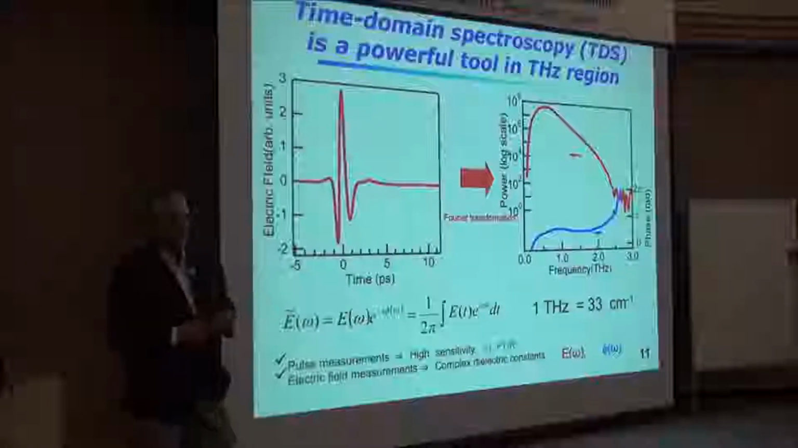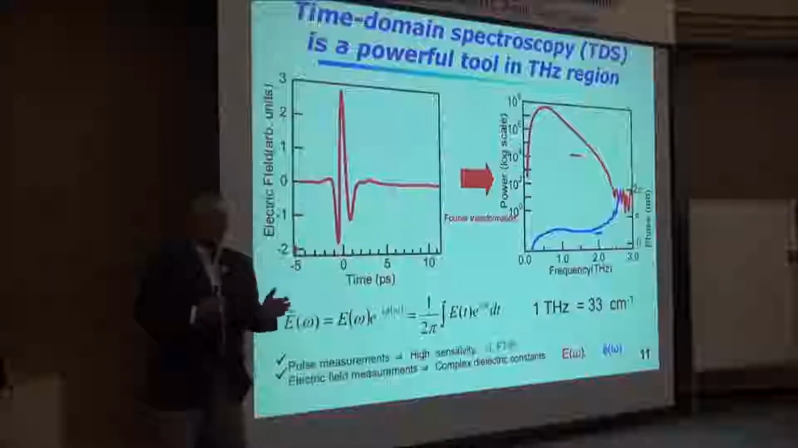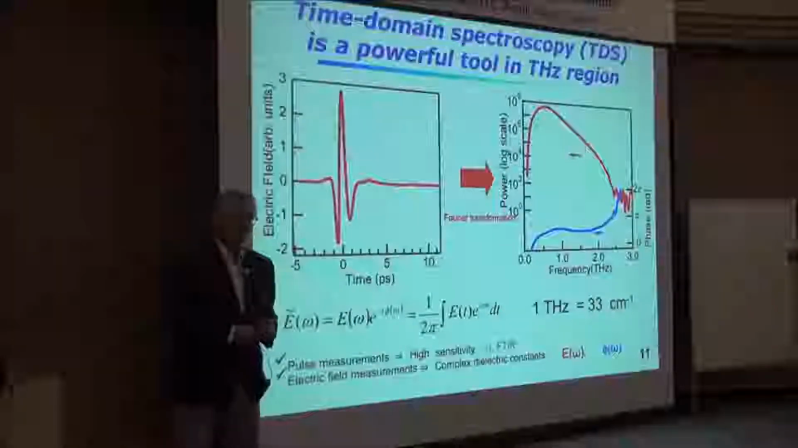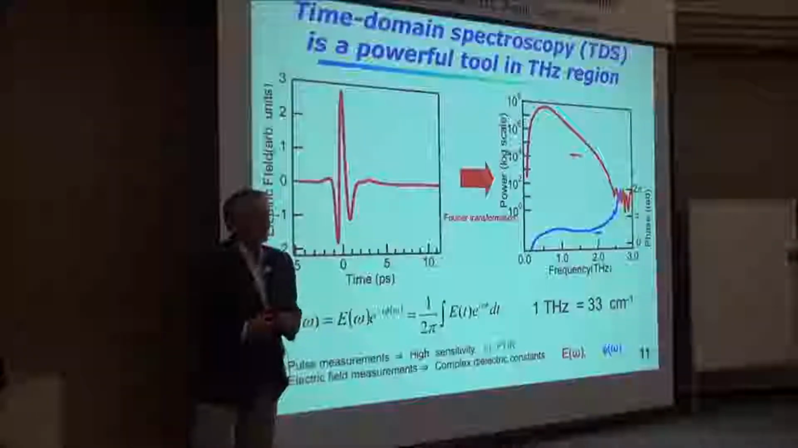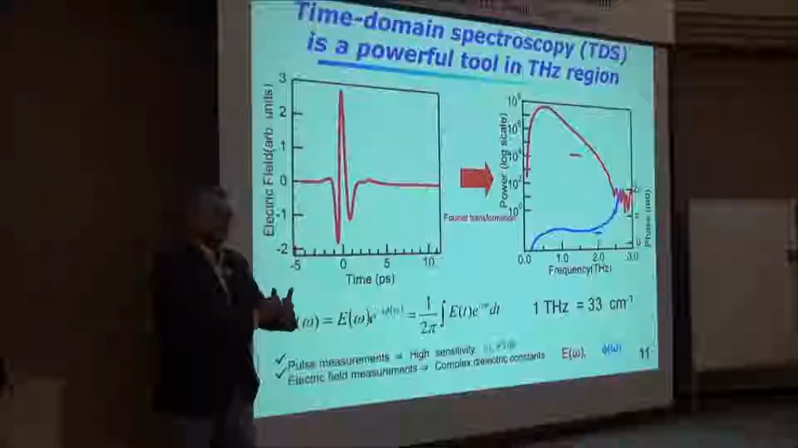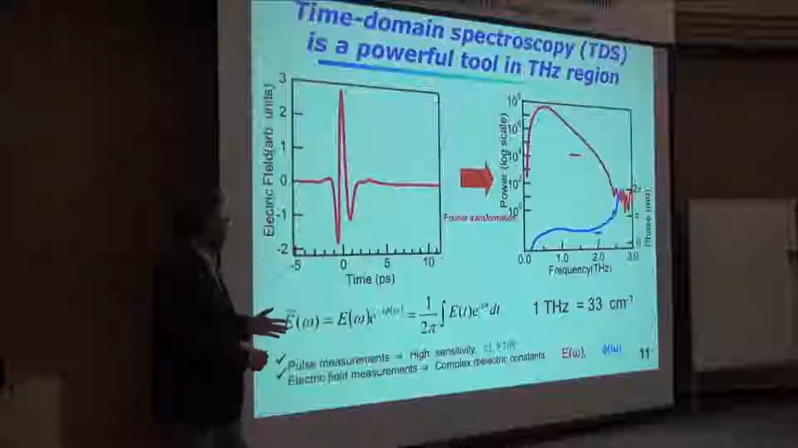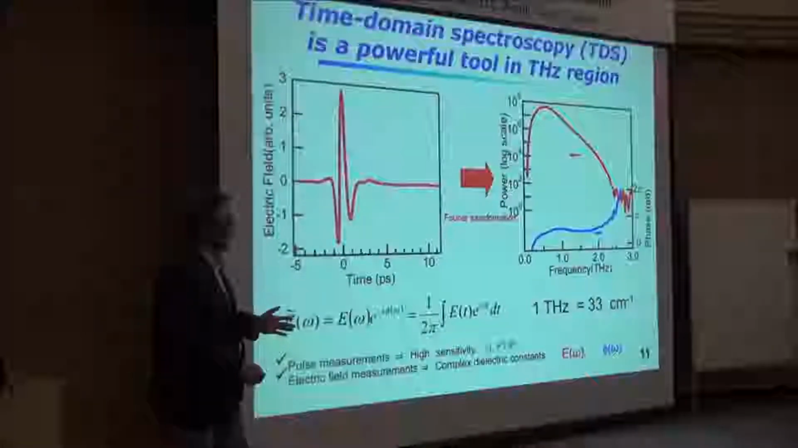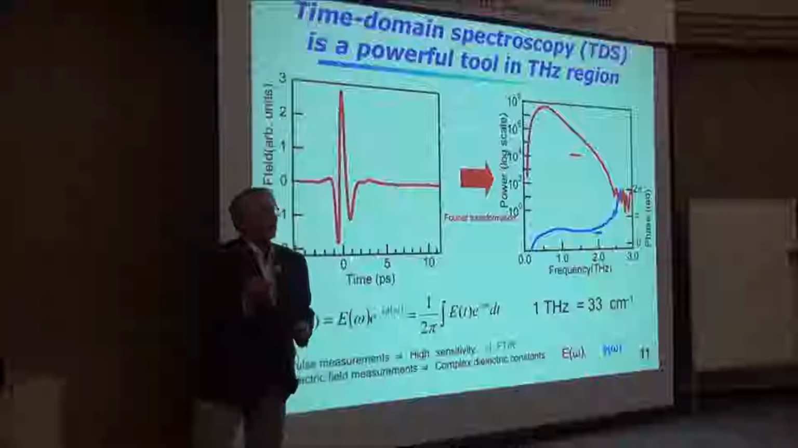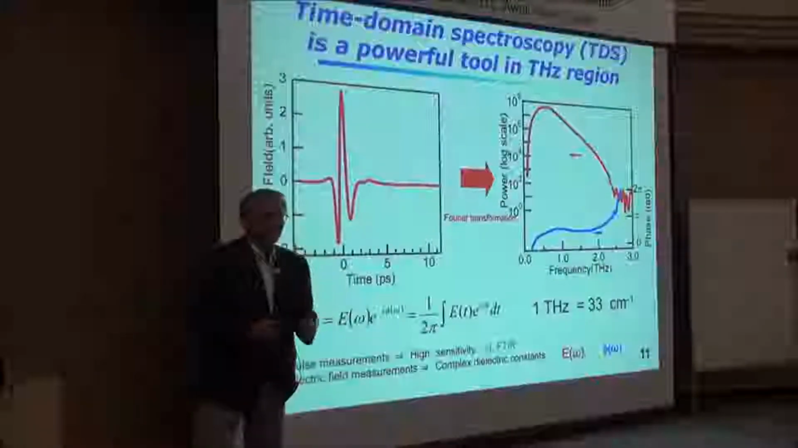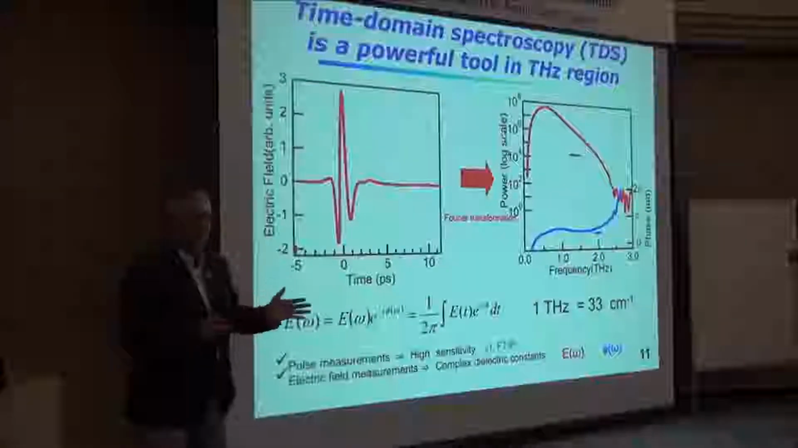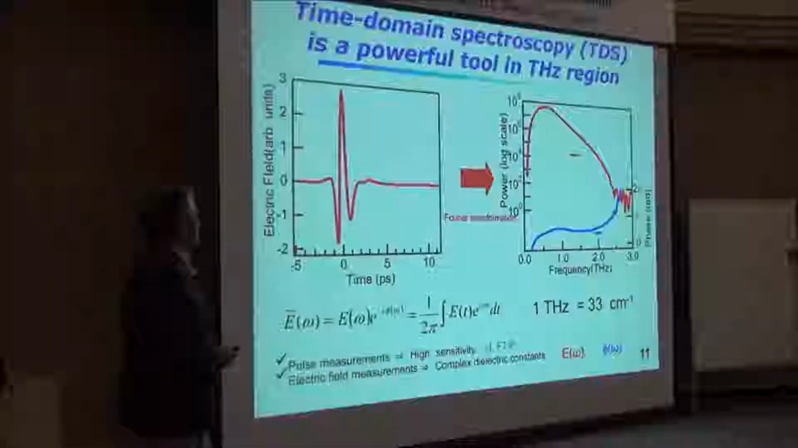So using these characteristics, we can determine the optical constant, not using the Kramers-Kronig relationship, but just measuring the transmitted light or reflected light, and measuring the field amplitude and the phase. We can obtain the optical constant. So this is a very important aspect of current terahertz spectroscopy.